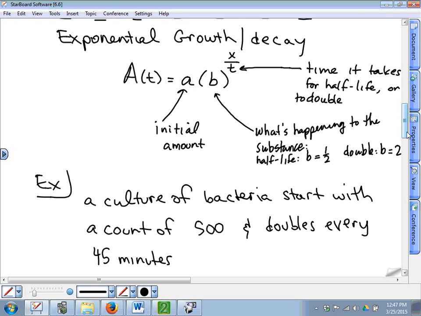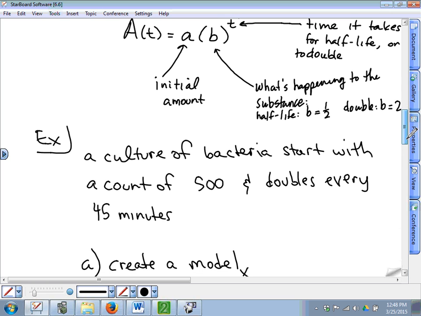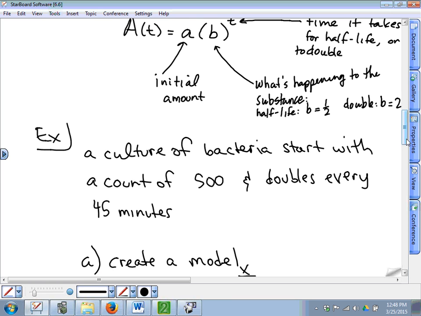The first part, A, is create a model. All that means is use this function up here and fill in for the things that you don't know. So fill in the initial amount, fill in the b value. If it's doubling, what should b be? B should be 2. And then for t, you're going to put 45 because it doubles every 45 minutes. So your model should look like this.